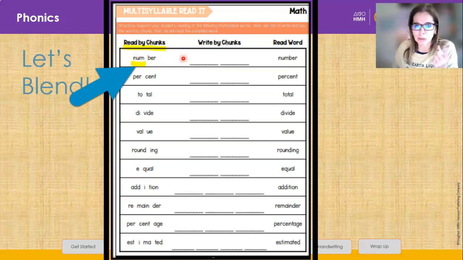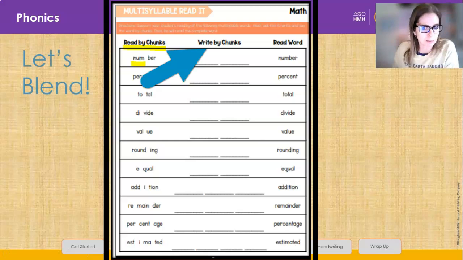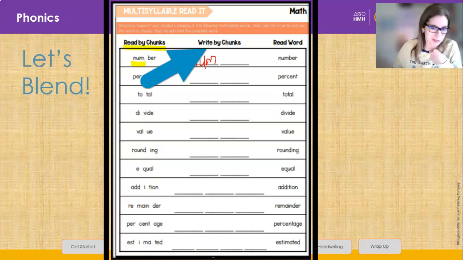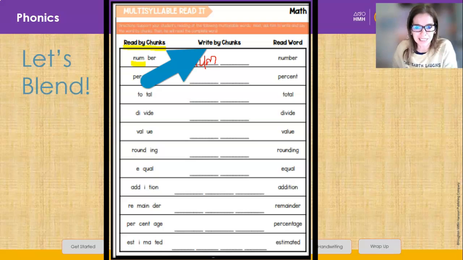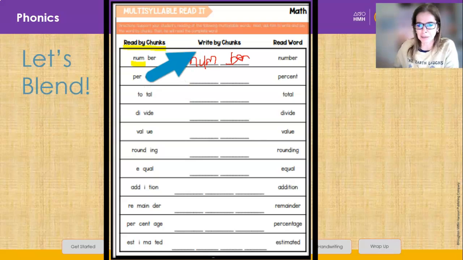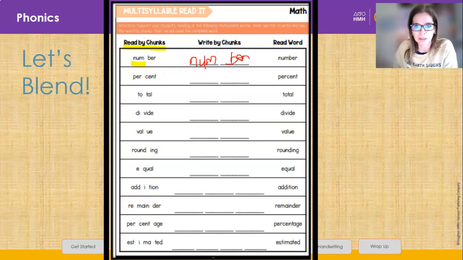So then you are going to use the pencil or the thin marker in Seesaw, and you are going to write, blend as you write by chunk, just like the student in the video did. So you're going to say num. And it's going to take me a long time. I'm going to be out of breath because I don't write too fast with the mouse. So num, and then I write the next chunk, burr. Right? So I don't say each sound. I say num, burr as I'm writing number. All right? And you're going to do that for each list.